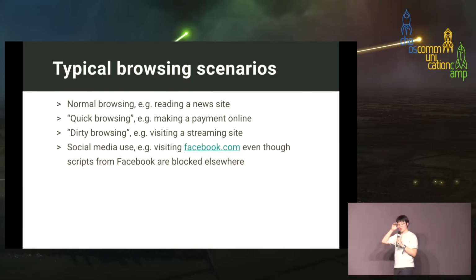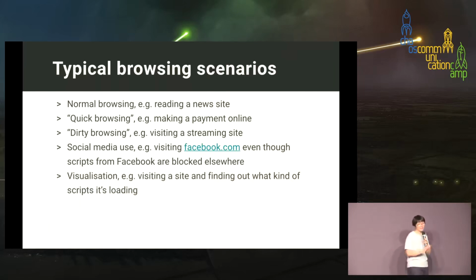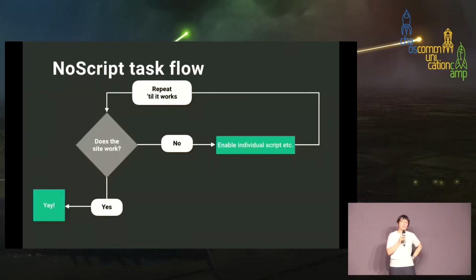Then social media use, right? So there is a case where, let's say you want to block Facebook on all the sites you visit, except, of course, when you are visiting facebook.com, where you need content from facebook.com. So kind of like a site-based blocking scenario. And then the last one is visualization itself. This is also something we found out from user research. A lot of people use NoScript just to see how many scripts are on a site. That's something we didn't know before, and we realized that the visualization component is just as important as the blocking function.